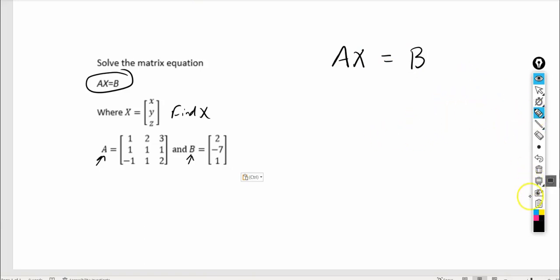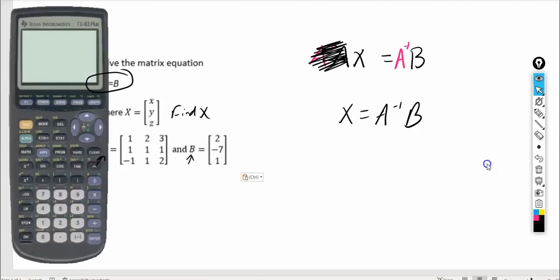Matrix division is not defined. So I'm going to multiply this by A inverse, and you must multiply the left-hand side by A inverse. Now, as long as A is invertible, everything's great, because when you multiply a matrix by its inverse, it has the effect of acting like the number 1. So this is going to be what my matrix X is. So I'm going to have to define A and B in my calculator.